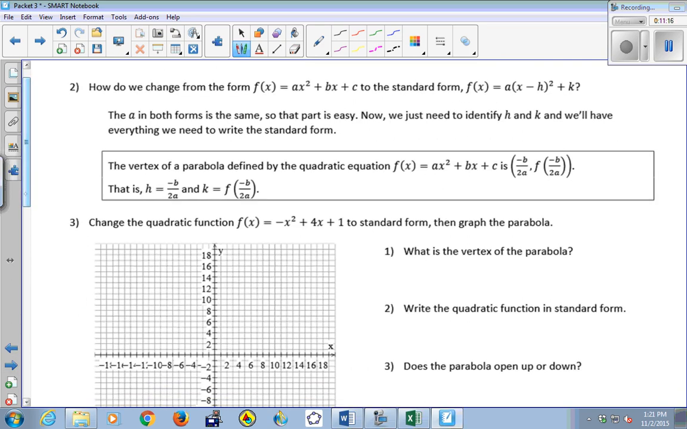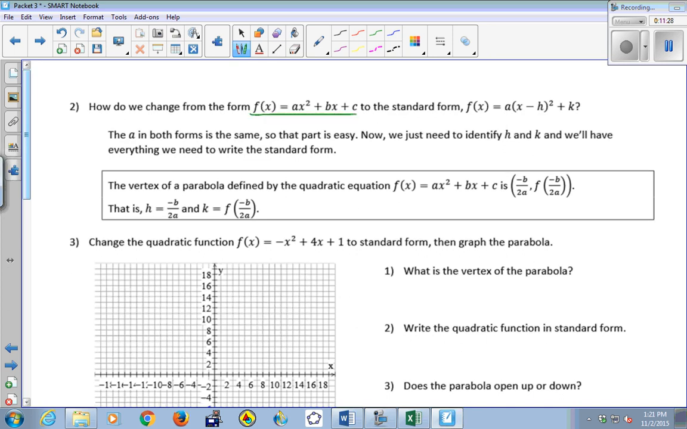Okay, so we have two forms. We have the ax squared plus bx plus c form, and we have the standard form, a times (x minus h) squared plus k. Now, your book never gives this form a name. Would you like to name it so that we can refer to it as something? What should we name it? How about alphabetical form? Okay.